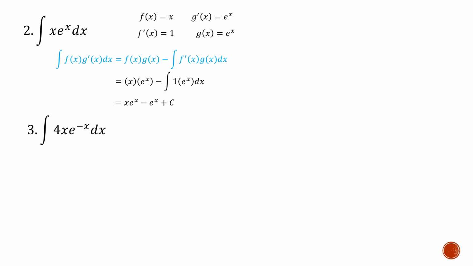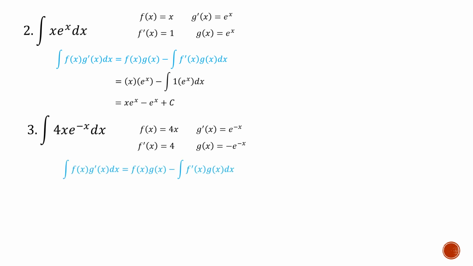Third example, similar to the second one. We're going to let f of x equal 4x. We're going to let the derivative of g of x equal e to the negative x. We find the derivative of f of x, which is 4. We find the antiderivative of e to the negative x, which ends up being negative e to the negative x.